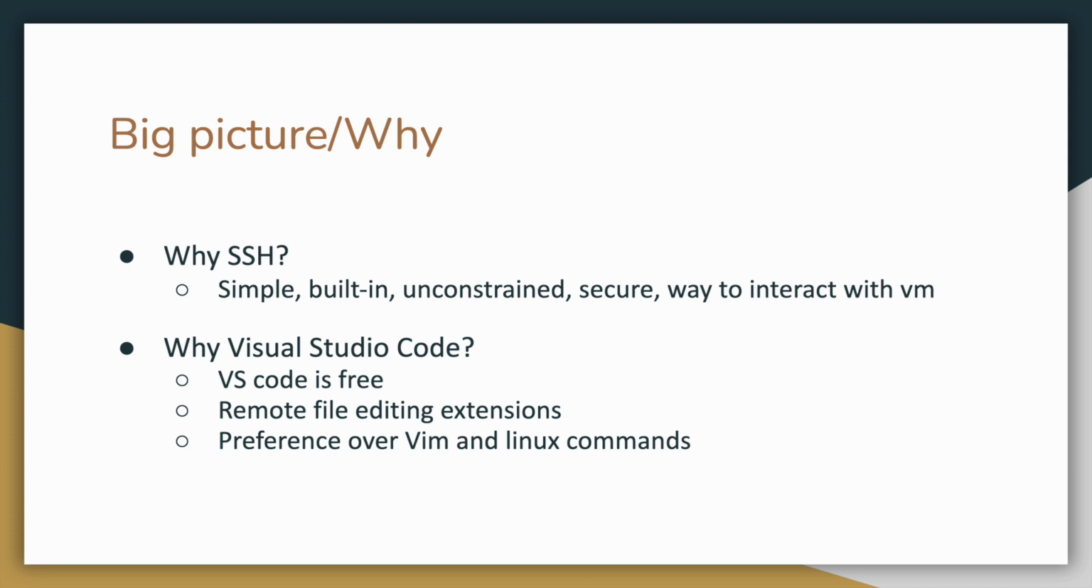So big picture and why. So why SSH? Because it's simple, built-in, unconstrained, secure, and a way to interact with the virtual machine. Why Visual Code? Because it's free. It allows remote file editing extensions and is preferable over Vim and Linux commands.